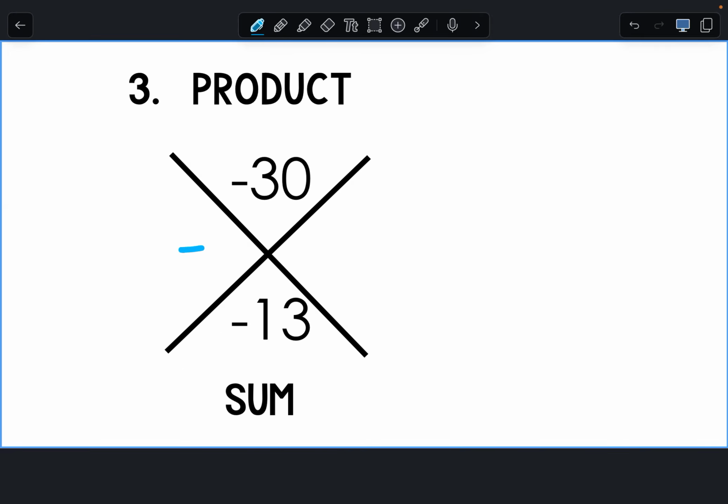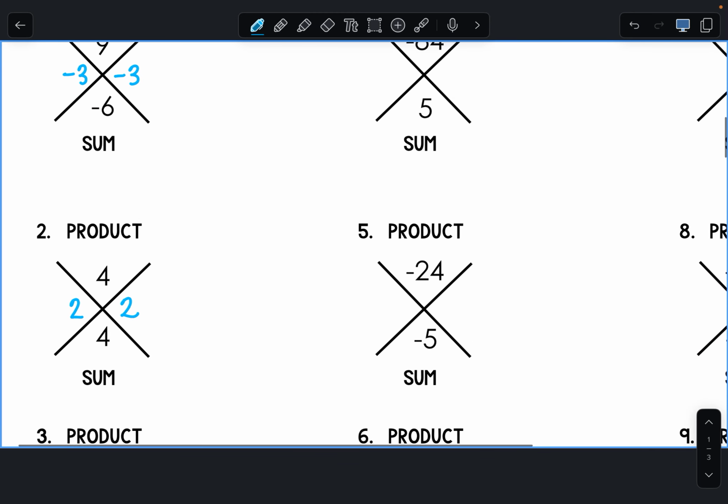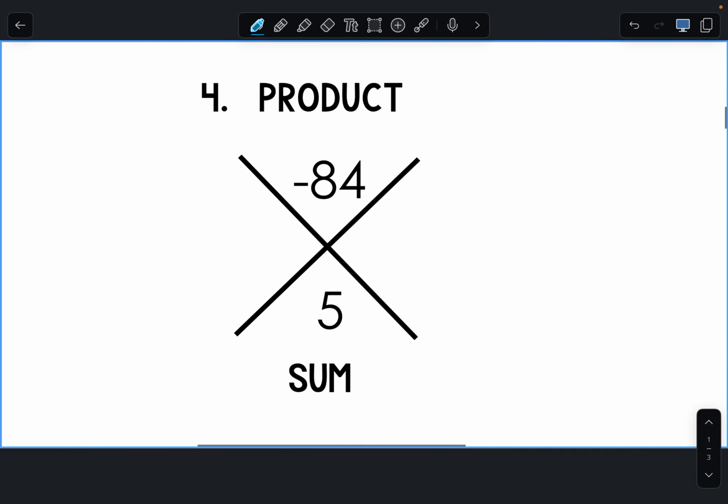-15 and 2. Very good. -15 times 2 is -30. -15 plus 2 is -13. Very, very good. Just a few more. We're going to skip around because we have 2 lessons to do.